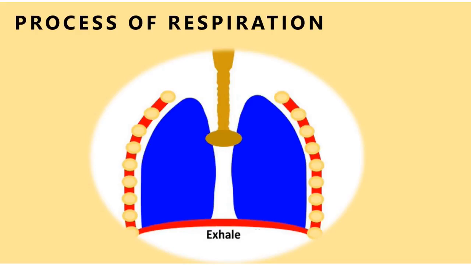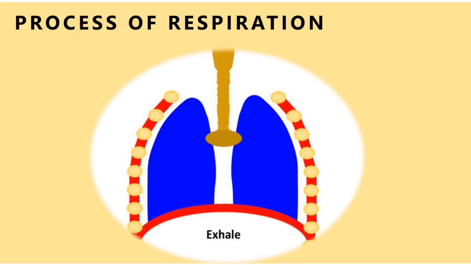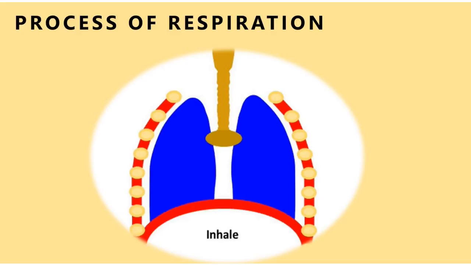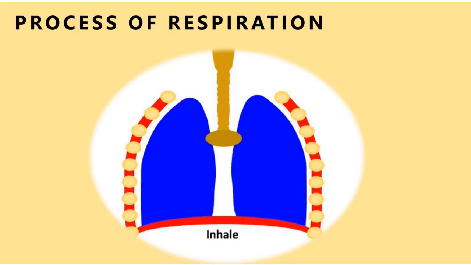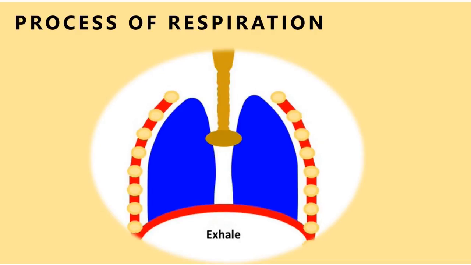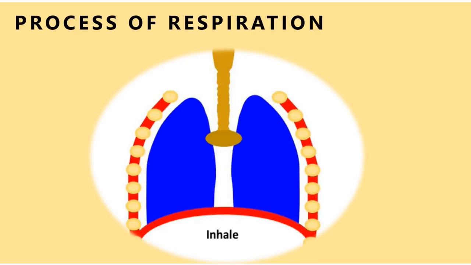It is just the opposite. The ribs come close and constrict your lungs. And also the diaphragm moves upwards. When the diaphragm is moving upwards and ribs are moving inwards, this will create a pressure in your lungs to pull out and exhale your carbon dioxide. This is how inhalation and exhalation is happening inside your lungs.